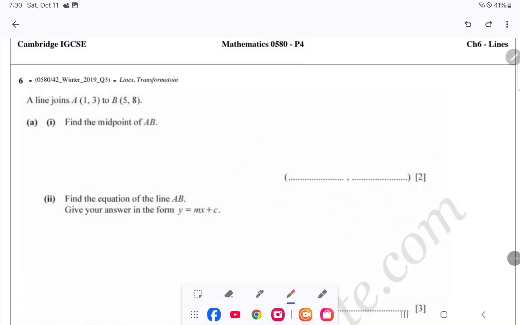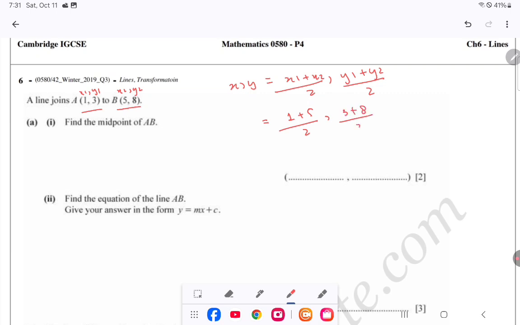Now for question 6, a line joins A (1, 3) to B (5, 8). Find the midpoint. The midpoint formula is x, y equals (x1 plus x2) over 2, (y1 plus y2) over 2. This is our x1, y1. This is our x2, y2. x1 is 1 plus x2 is 5 over 2, y1 is 3 plus y2 is 8 over 2.